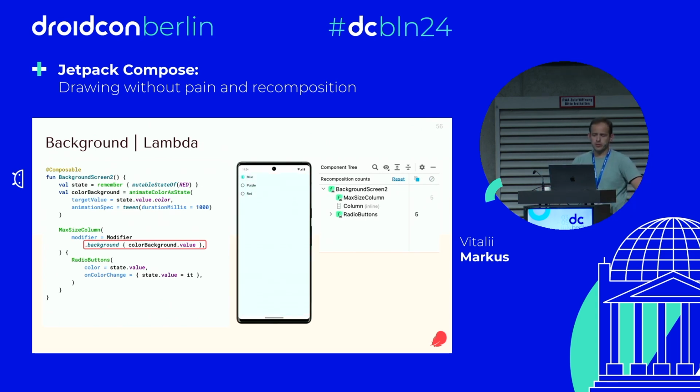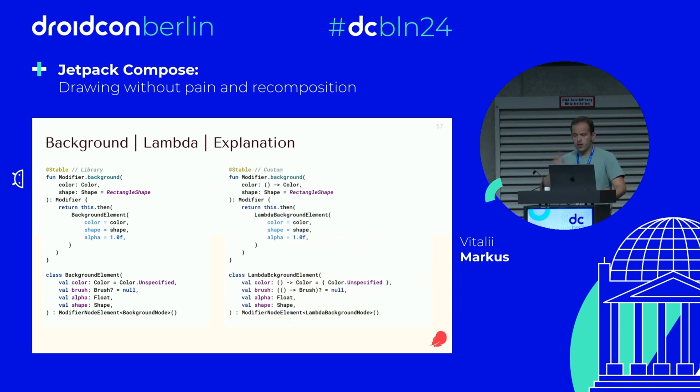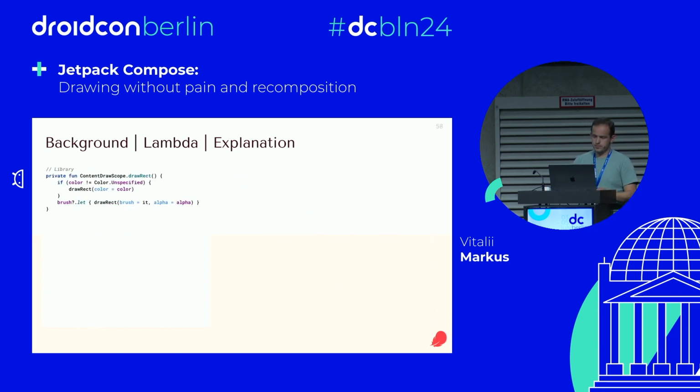So how does it work? On the left part of the slide, there is the source code of the background modifier. And on the right, our custom one. As you can see, the main difference is that the library code uses color and brush, and our custom solution uses lambda for getting color and brush. And there is only the single difference between these 2 implementations.